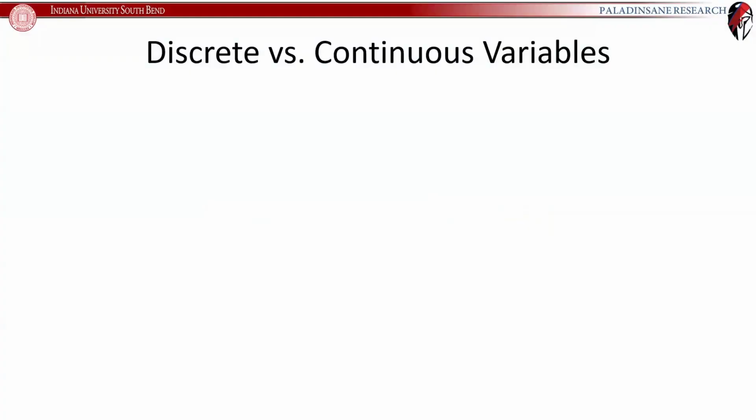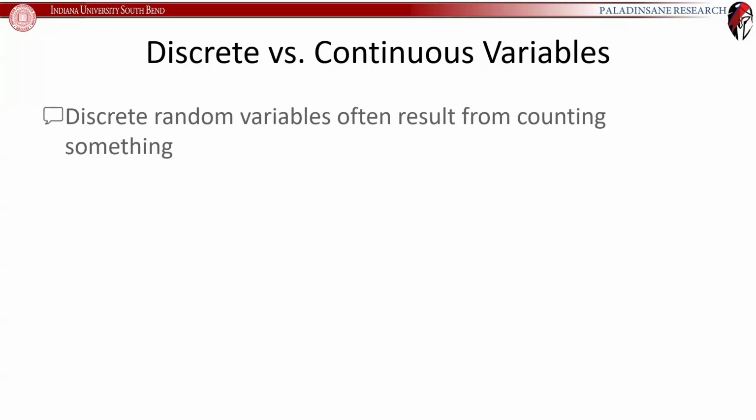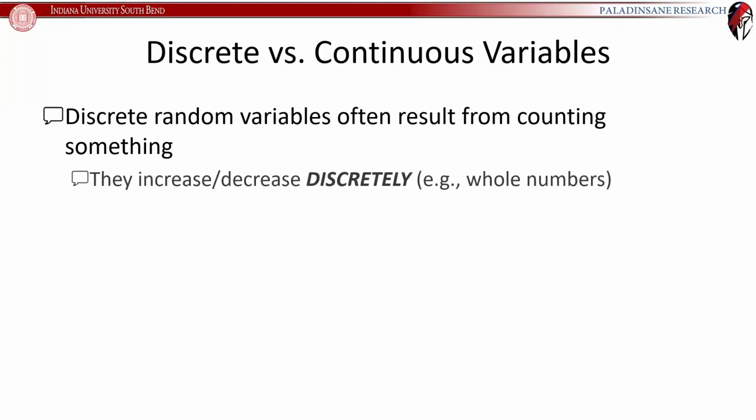All right, so all of that today. Let's start off with a brief reminder of discrete versus continuous variables. We encountered this in the text when we were looking at how to graphically display data. A discrete random variable is one that often results from counting something. And what we mean by discrete is that the values these variables take increase or decrease discretely, hence the term discrete random variable.